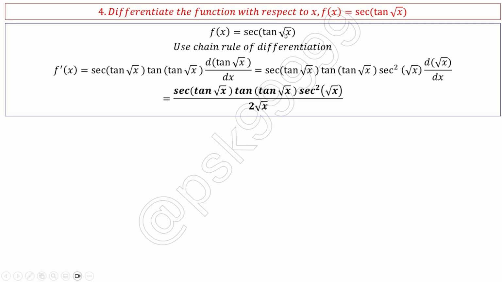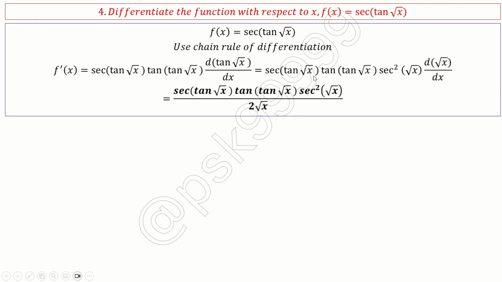First is secant of t. Okay, secant x differentiation is secant x into tan x. Correct. So x is nothing but tan square root of x, so I'll keep it the same. So secant of t into tan of t, then differentiation of t, which is tan of square root of x.